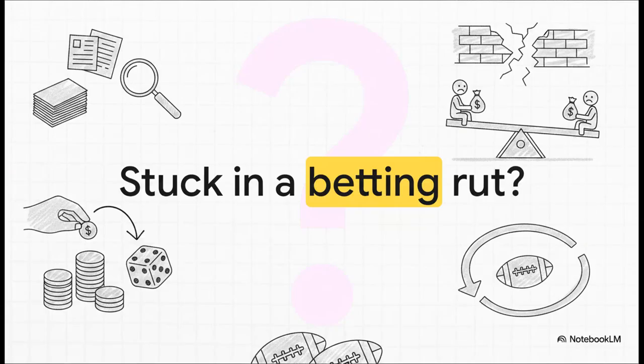Does this sound familiar? You do all the research, you place your bets, and then at the end of the week, you're pretty much exactly where you started. You're just breaking even. It feels like no matter what strategy you try, you just can't break through into consistent profit. It's super frustrating, right? But what if I told you it's not just bad luck?